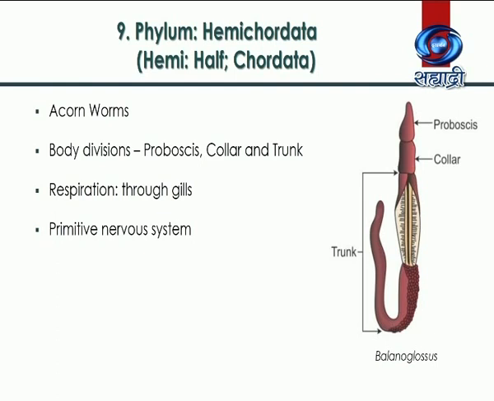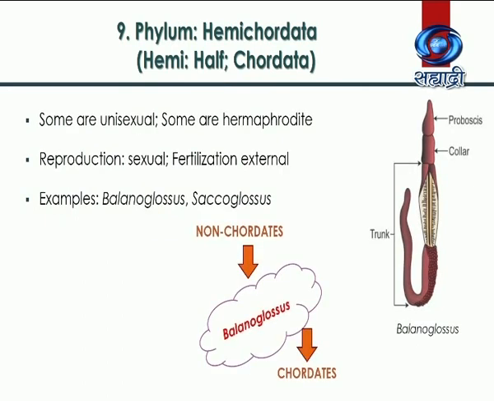Body of hemichordate member is divided into three parts, that is proboscis, collar, and trunk. Here, respiration takes place through gills. Hemichordata members show presence of primitive type of nervous system. Some hemichordata members are unisexual while some are hermaphrodite. Reproduction is sexual and usually fertilization is external.